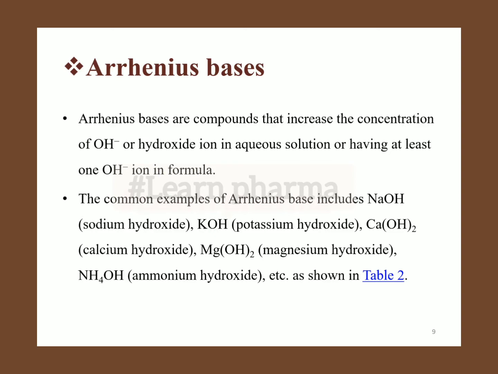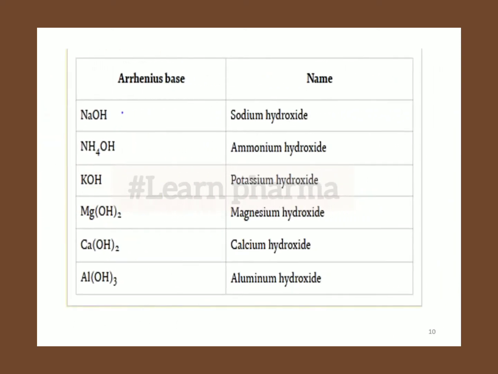Now, sodium hydroxide, ammonium hydroxide, potassium hydroxide, magnesium hydroxide, calcium hydroxide, and aluminum hydroxide are examples of Arrhenius bases because these have one hydroxide ion.